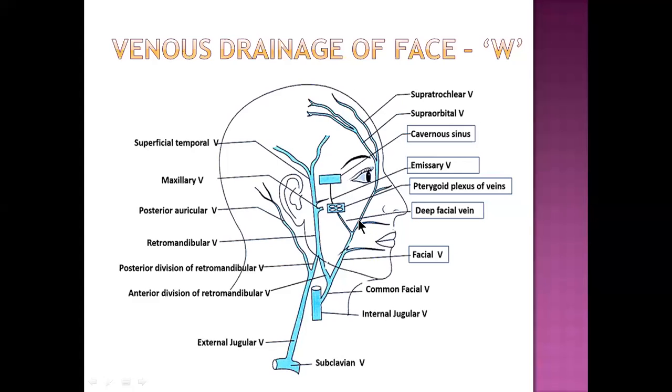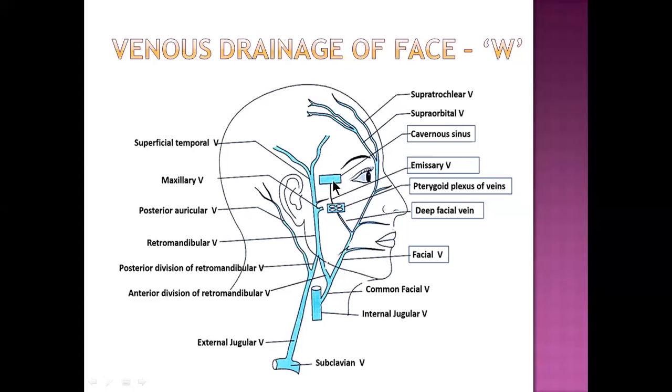Now, this facial vein will give a branch, what is called the deep facial vein. And the deep facial vein, what does it do? It goes to the pterygoid plexus of veins. Very important. You see, the pterygoid plexus of veins, around the pterygoid plates and pterygoid muscles. And again, it goes deep inside the skull cavity and it goes to the cavernous sinus.